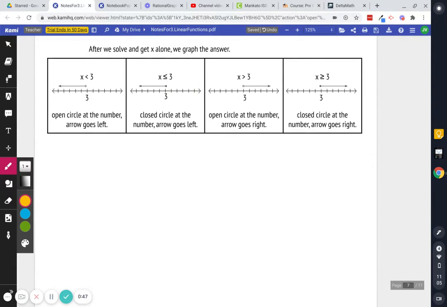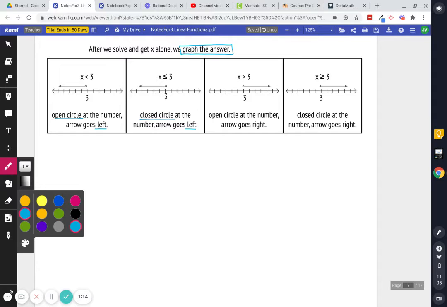So the very first thing that I want to make sure we're all clear on is after we solve and get x alone, we graph the answer on a number line. So x is less than 3. Since it's less than, we put an open circle at the number. Arrow goes to the left. We want all the numbers smaller. If it's less than or equal to 3, we do a closed circle. And the arrow still goes left to get the number smaller.